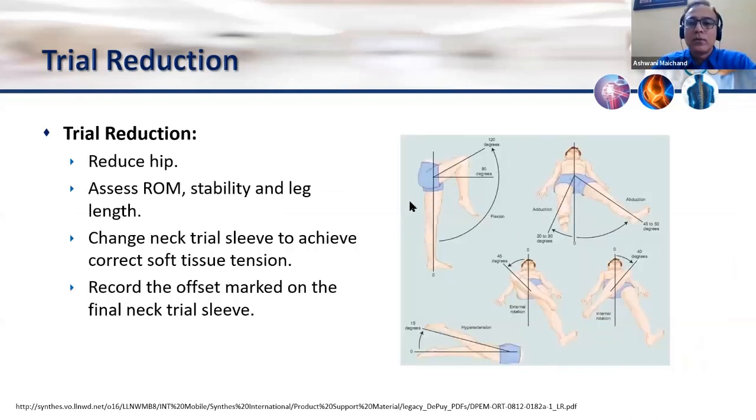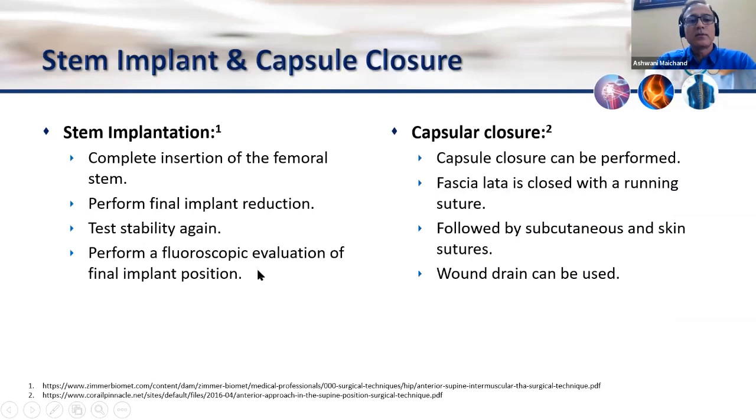So we do all these movements to see how stable our hip is, and we have to see the correct soft tissue tension. Soft tissue balancing is very important in knee replacement, but it is equally important in hip replacement. Our telescoping, our capsule, everything should be optimum before we decide on the final size of the neck and offset. So after the final confirmation with fluoroscope, you can close it.